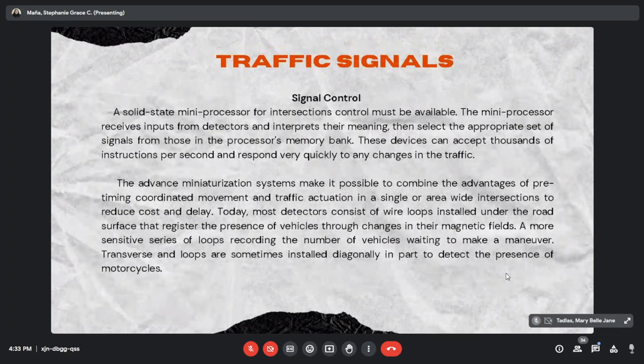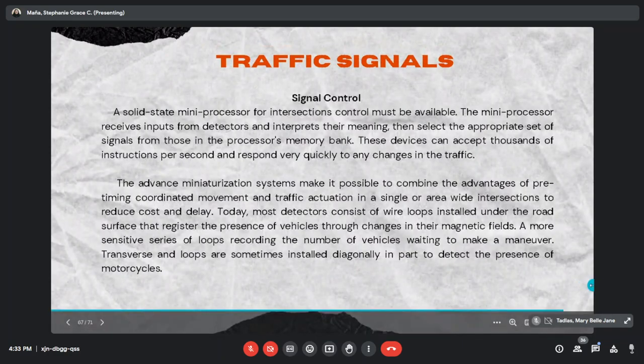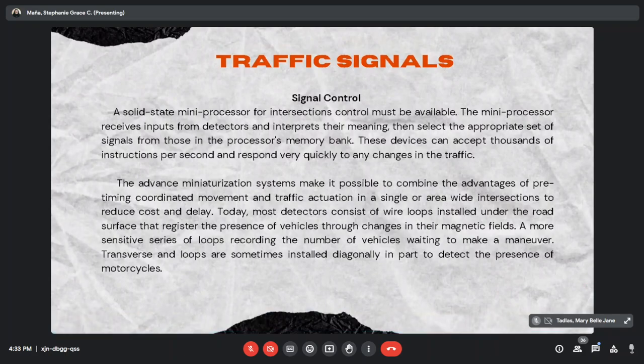Signal control: a solid state mini processor for intersection control must be available. The mini processor receives inputs from detectors and interprets their meaning, then selects the appropriate set of signals from those in the processor's memory bank. These devices can accept thousands of instructions per second and respond very quickly to any changes in the traffic. So this solid state mini processor is really important. The advanced miniaturization system makes it possible to combine the advantages of pre-timing, coordinated movement and traffic actuation in single or area-wide intersections to reduce cost and delay.